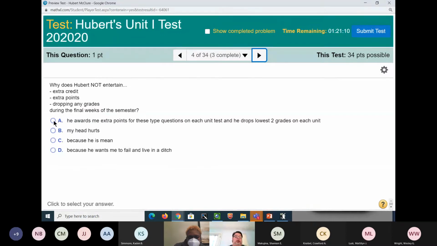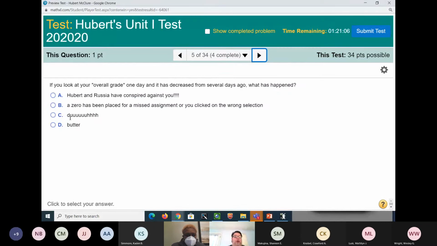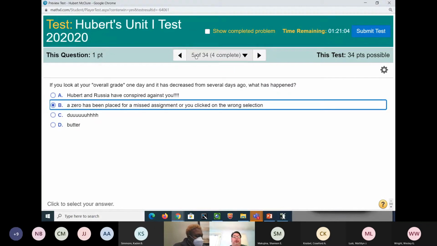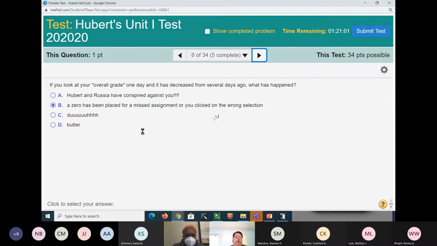And that's, he awards me extra points. If you look at overall grade, a 0 has been placed, it has decreased.